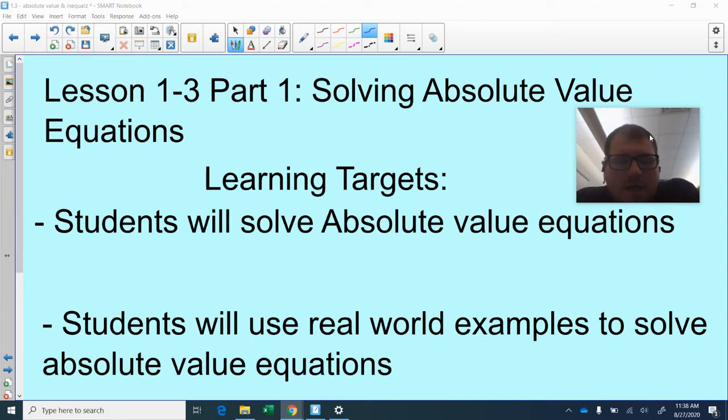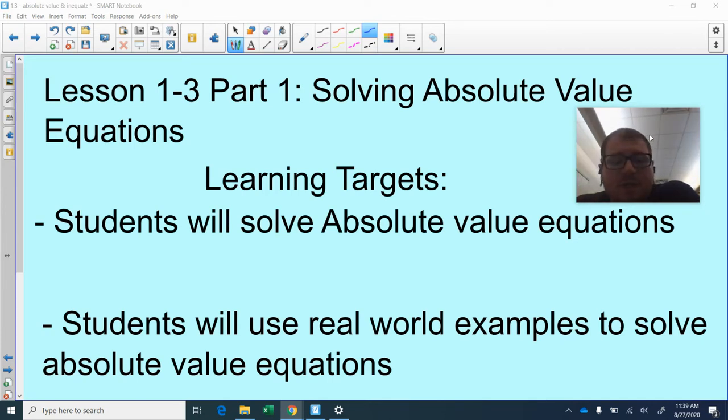Today, once again, we're going to continue on with our algebraic skills and move into the actual first solving portion. This is the first lesson where we actually have to go out and solve one of our equations. Today's lesson will be lesson 1-3, which is a two-part lesson. Today we'll be talking about the first part, which is solving an absolute value equation.